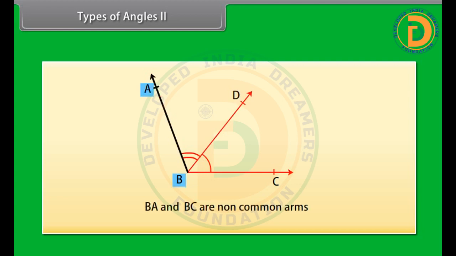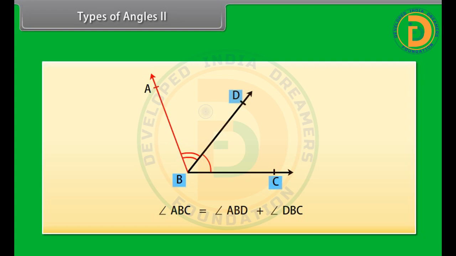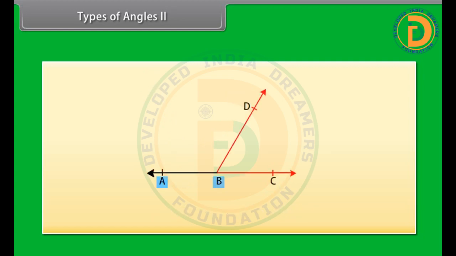Ray BA and ray BC are non-common arms. Also, when 2 angles are adjacent, then their sum is always equal to the angle formed by the 2 non-common arms. So we can write angle ABC is equal to angle ABD plus angle DBC. If the non-common arms BA and BC form a line, then it will look like this. Then the angles ABD and DBC are called linear pair of angles.